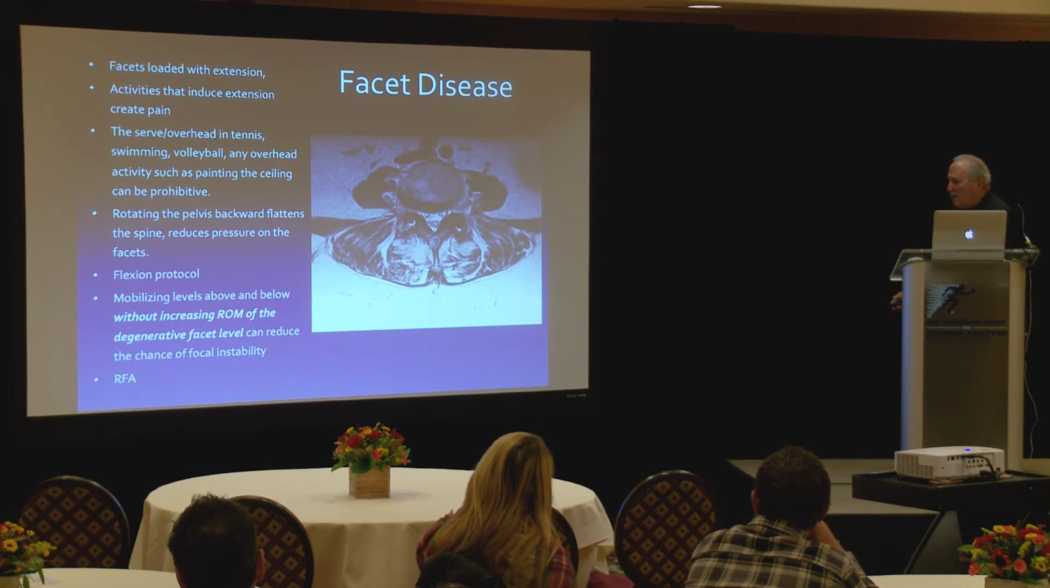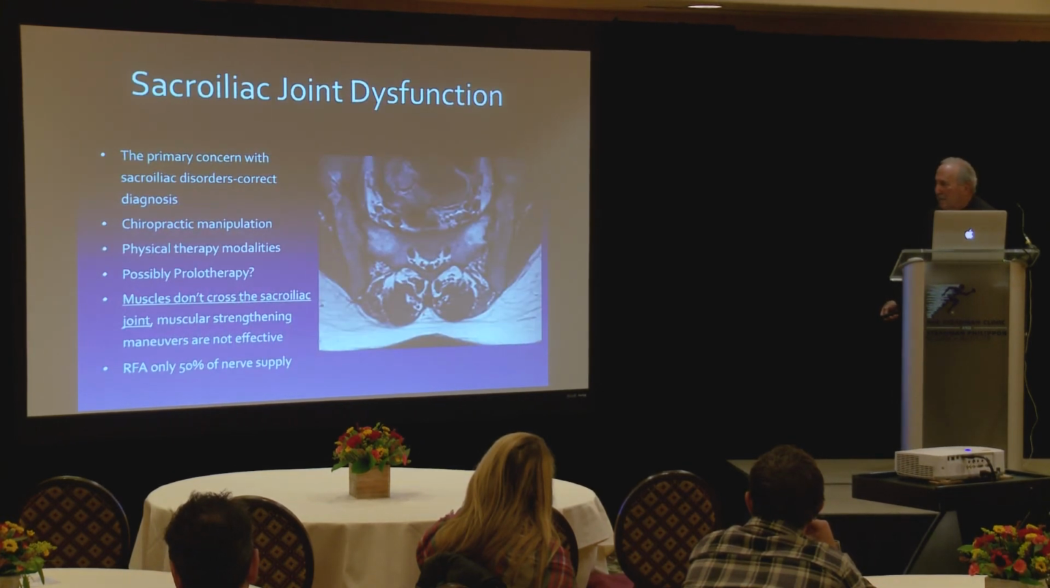Flexion protocol. If you manipulate above and below, and not this level, then you can increase their motion and make it a little bit more effective. If you mobilize this level, they'll hit you. SI dysfunctions, you can see bilateral findings, right? Chiropractic manipulation works great. The correct diagnosis is the key. Physical therapy modalities, possibly even prolotherapy.